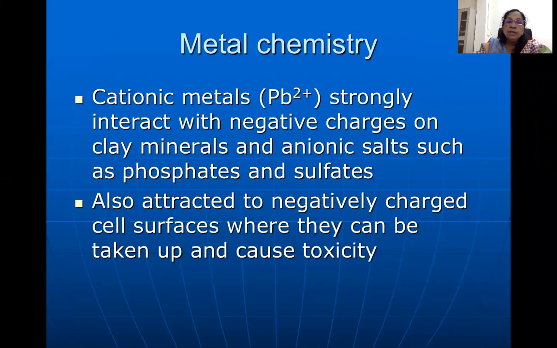Cationic metals, for example, like lead, have a positive charge, so they strongly interact with the negative charges of the clay minerals and anionic salts like phosphates and sulfates. And these cationic heavy metals are also attracted to negatively charged cell surfaces where they can be taken up by the cells and they cause toxicity.